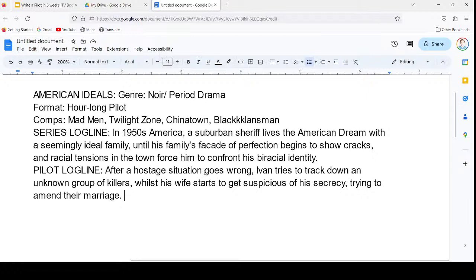And the pilot log line is, after a hostage situation goes wrong, Ivan tries to track down an unknown group of killers, whilst his wife starts to get suspicious of his secrecy, trying to amend their marriage. All right, trying to mend their marriage, not amend. Amend means, like, alter. Yeah, fair enough. Okay, so you don't sound American. Hang on a second.